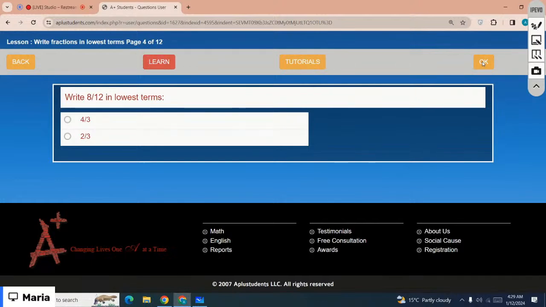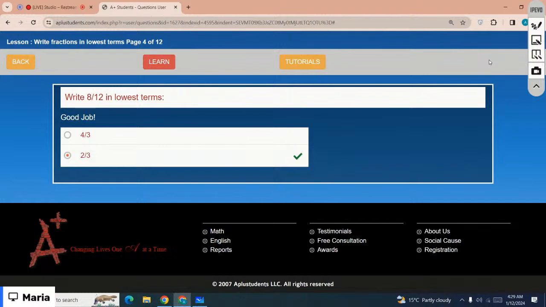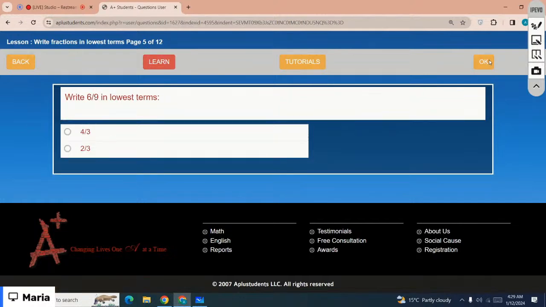4 over 3. Stop fighting. Yes, that is 4 over 3. You need to divide them by 4. No, you need to divide them by 4. So 4 times 2 is 8 and 4 times 3 is 10. Right? Stop talking, everyone. Stop fighting. Otherwise, I'm going to block you all.